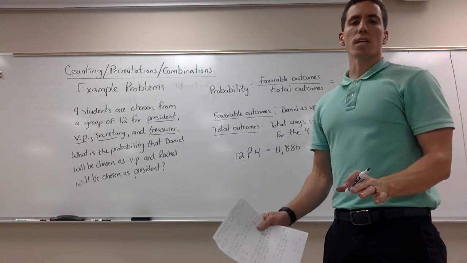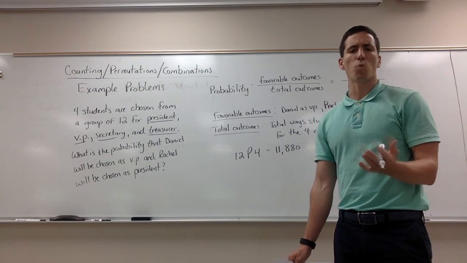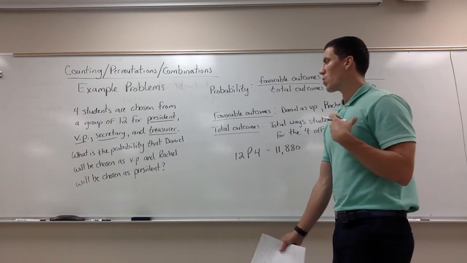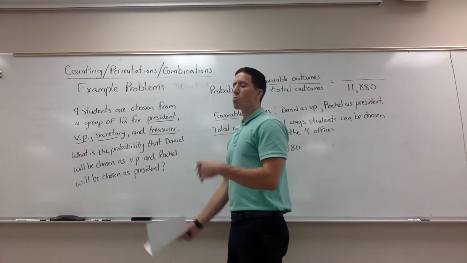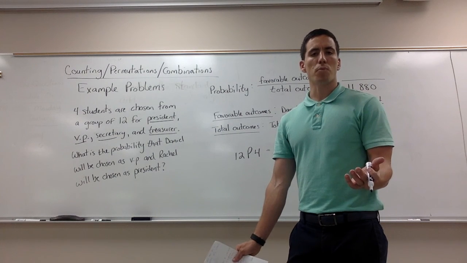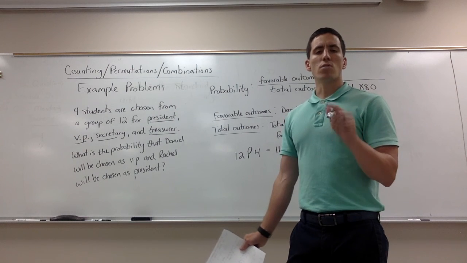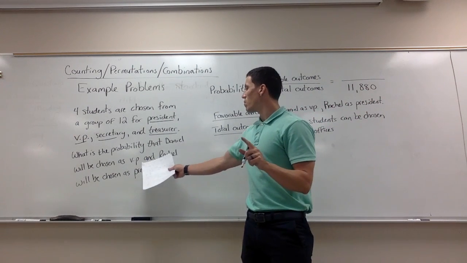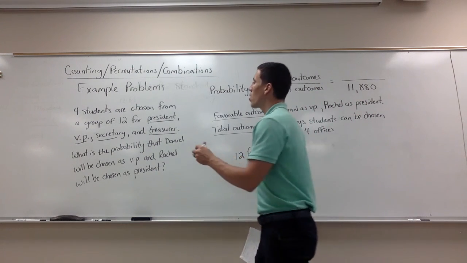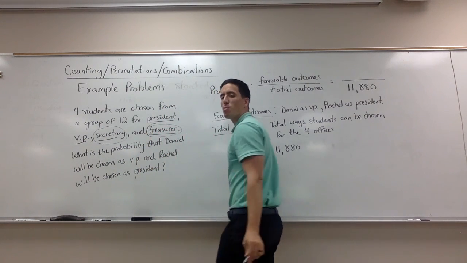The more difficult thing to calculate is the number of favorable outcomes. So we need to first consider what that means. An outcome for us is only going to be favorable if Daniel is the vice president and Rachel is the president. You may be tempted to think that there's just one favorable outcome, so we just put one in the numerator. But if you stop and consider, is there only one way that Daniel can be the VP and Rachel can be the president? And the answer is no, because there are still two other roles, secretary and treasurer, that need to be filled.